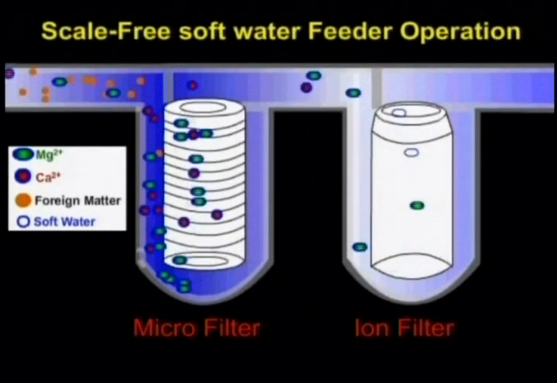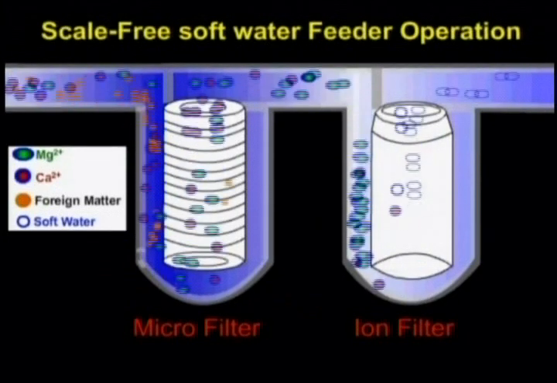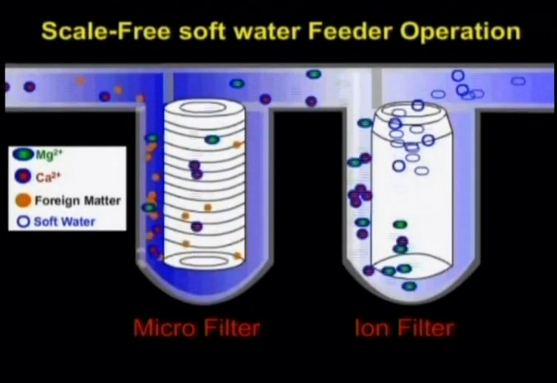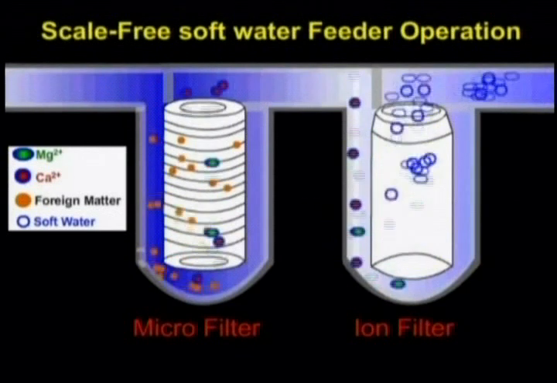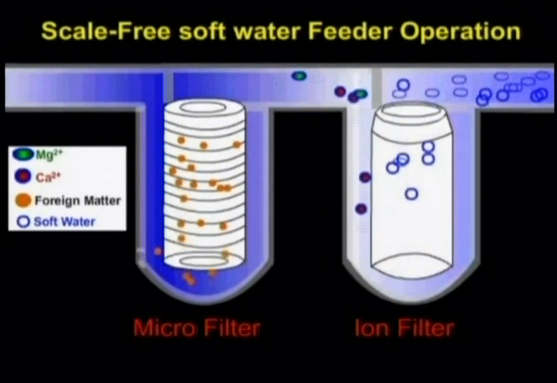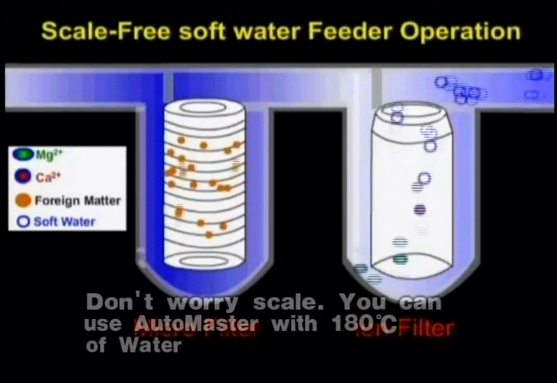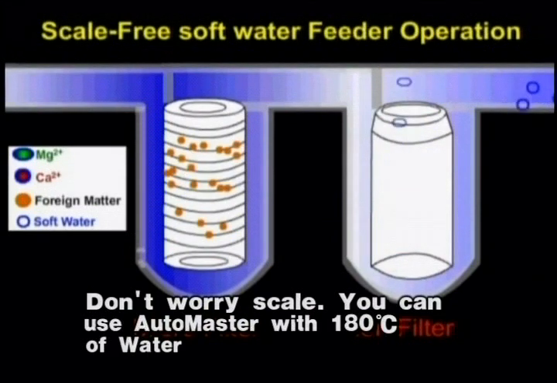Filtering scene of scale-free soft water feeder. Common cooling water becomes fresh water free from impurities during passing through the microfilter, white, and becomes soft water by ionizing dissolved calcium and magnesium during passing through the ion filter, blue.